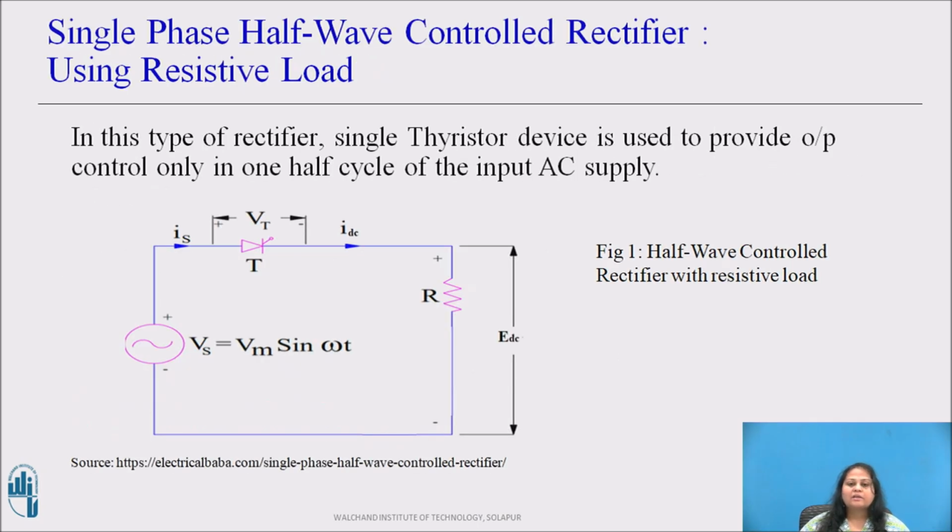Let us now see the working of single phase half wave controlled rectifiers using resistive load. Figure shows the circuit diagram for a single phase half wave controlled rectifier with a purely resistive load. As shown in the figure, in this type of rectifier, single thyristor device is used instead of a diode to provide a controlled output in only one half cycle of the input AC supply and is connected in series with the load resistance.